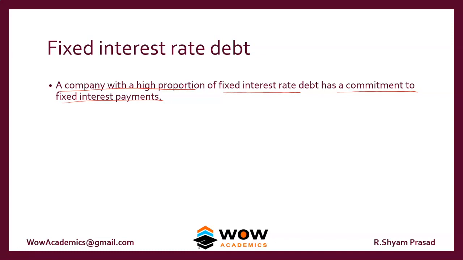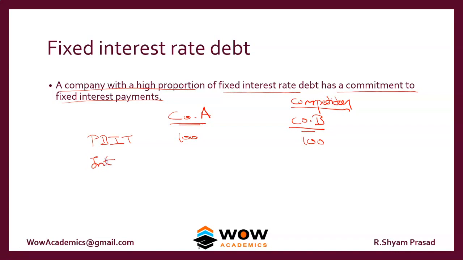For example, we'll take again two companies. Company A, which is our company, and our competitor, company B. Okay, so again we'll have the same PBIT. We have the PBIT of 100, and then we'll have the interest. So our company has a fixed interest rate. They have a fixed interest rate of 10% on 100. So they're going to pay 10 rupees, whatever is going to happen. So our company is going to have 90 rupees as the PBT.